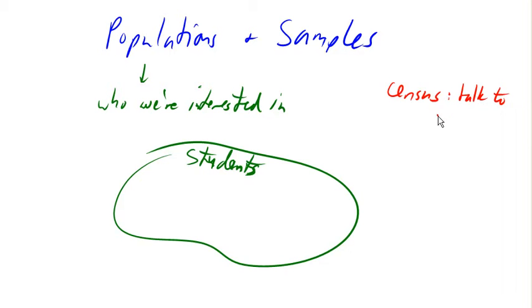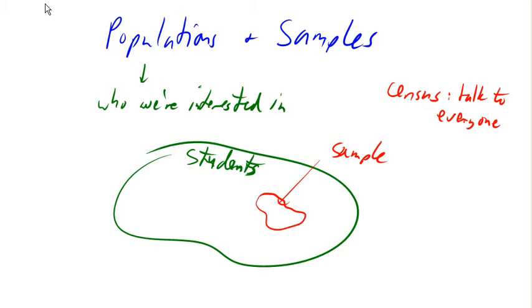And you've probably heard of the census before, because the US does one every 10 years to try to figure out how many people there are by talking to everyone. And obviously that's really expensive. So very rarely do we do this. Usually we talk to a small group of the population, and that's called the sample. The sample is who we pick from the big population to actually talk to and study. So let's look at a couple examples.